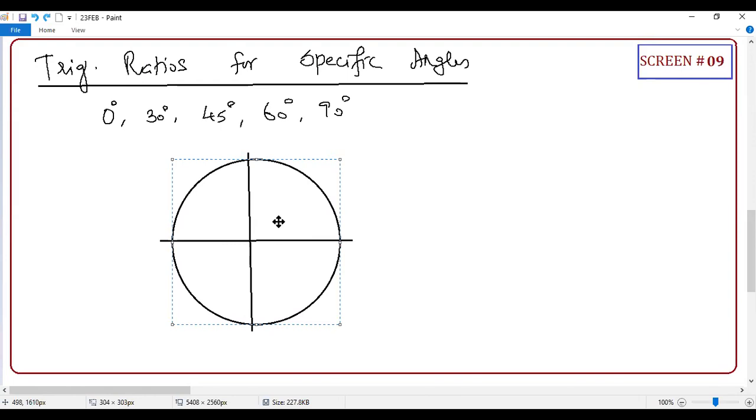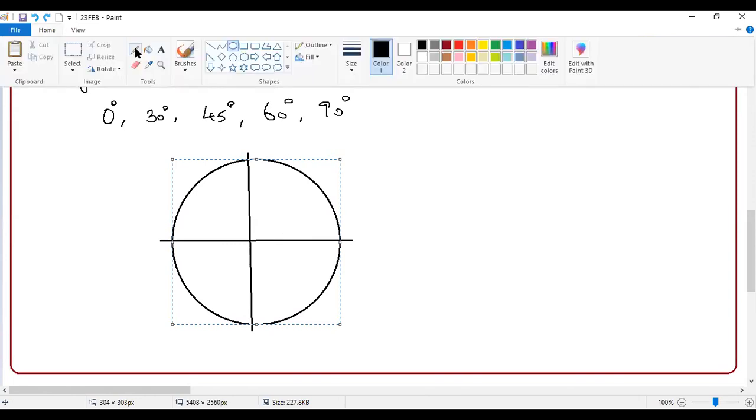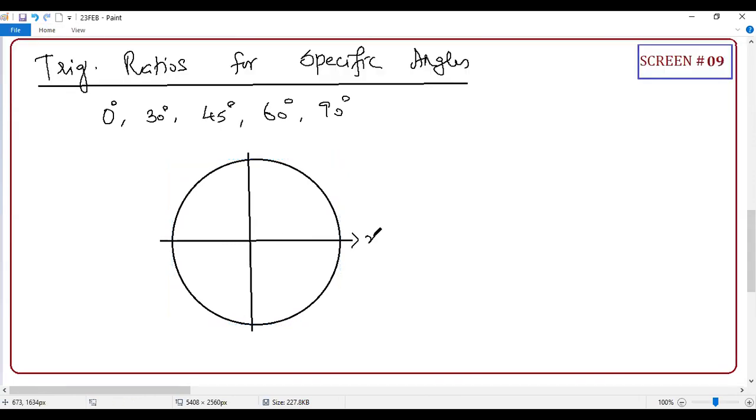Sir, how come? Maybe I'll give the intro, student. Don't think it's rocket science. It's very simple. XY axis, and this is X dash, and this is Y dash. Guys, I am forming a unit circle. Anyone tell me what is the meaning of unit circle? If I draw, the radius is what?